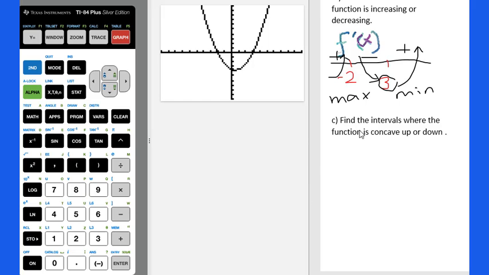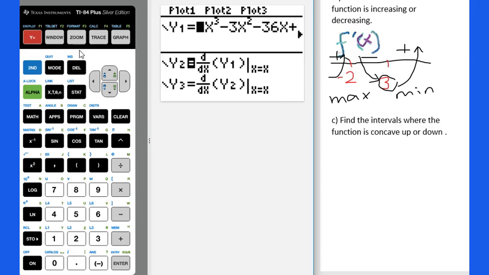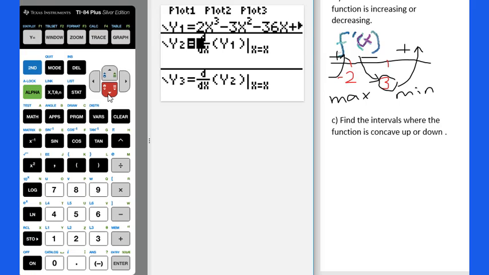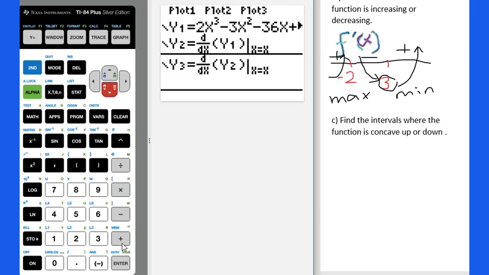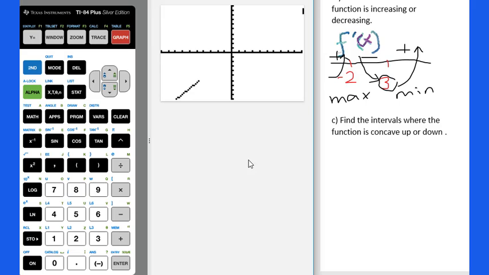Let's go to C. Find the intervals where the function is concave up or concave down. You know, concave up means the second derivative is greater than 0. Concave down means the second derivative is less than 0. Therefore, we go to this y equals. We only highlight y3. That's the second derivative. Then check this graph. We already figured out from A, this point is 1/2.